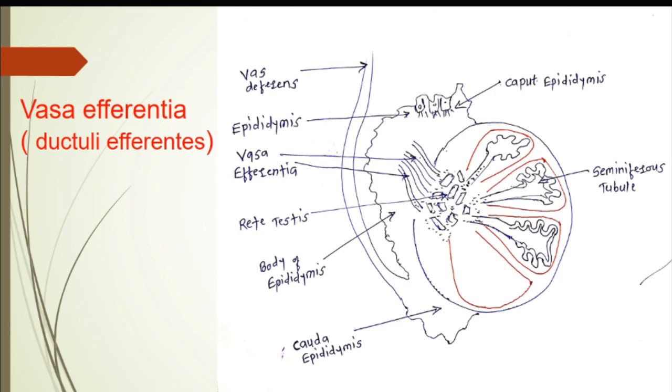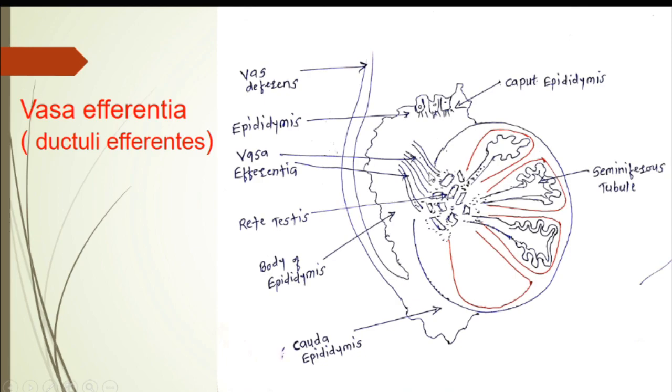So here we are going to talk about the next accessory duct, the vasa efferentia. What do we know about the vasa efferentia? Look at this figure. This is the rete testis, and you can see this is the tunica albuginea we have seen in the previous video. You can see these small tubular structures, about 12 to 20 of them. These 12 to 20 small tubular structures originate from the end of the rete testis and pierce the tunica albuginea.